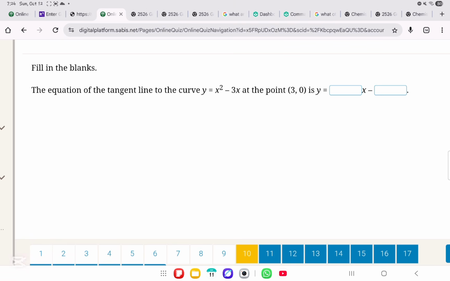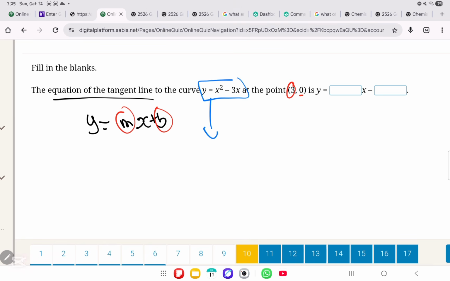What does it say in question number 10? The equation of the tangent line to the curve y equals x squared minus 3x at the point 3, 0. So again, what is the equation of the tangent line? It's a straight line. It's y equals mx plus b. So that means we need to find m and b because we already have y, which is 0, and we already have x, which is 3. So it's going to be, very simply, what we need to find is m and b, which is the slope and the y-intercept, okay? So how do we find the slope?